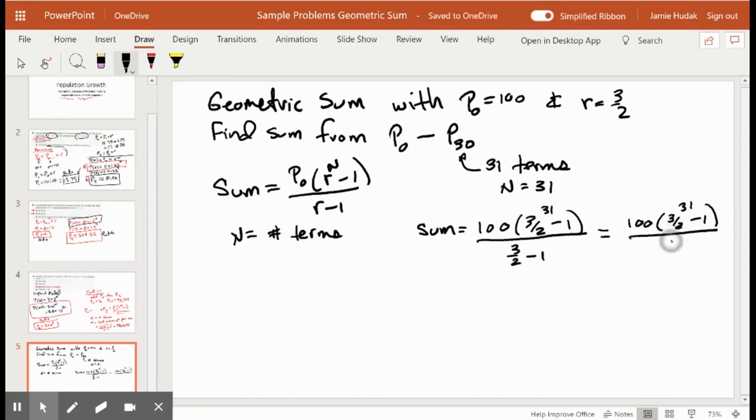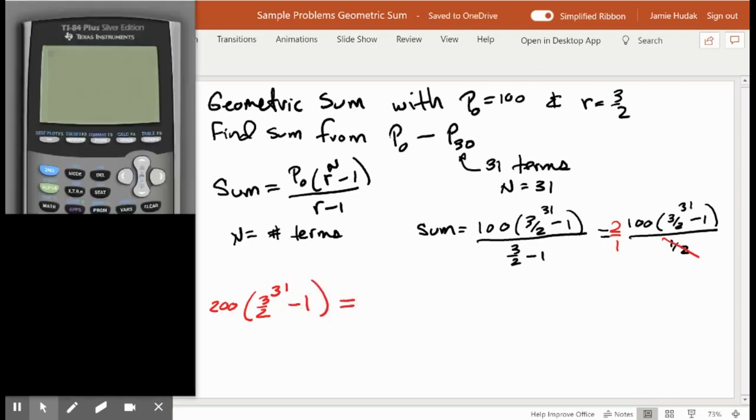Three halves minus 1 is 1/2. And when you divide by a fraction, it's the same as multiplying by its reciprocal. So we're not going to divide by 1/2, but instead we're going to multiply by 2 over 1. So we can write this as 200 times 3/2 raised to the 31st power minus 1.